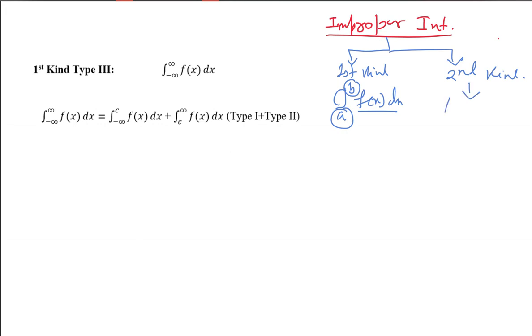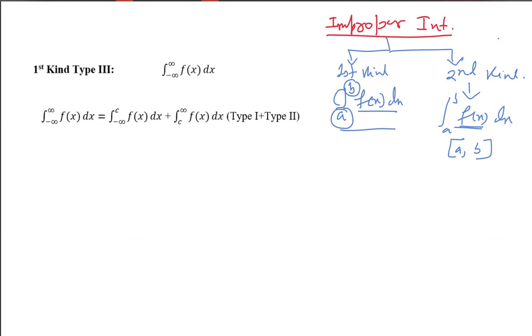as first kind. And for the second kind, a to b are both finite, the lower limit and upper limit are finite, but the function f of x has an infinite discontinuity at some point in this interval ab, maybe at the end points, maybe somewhere in between. Then we classify that integral as an improper integral of second kind.